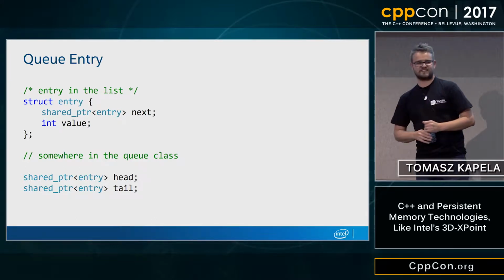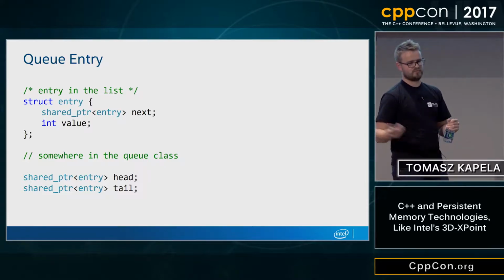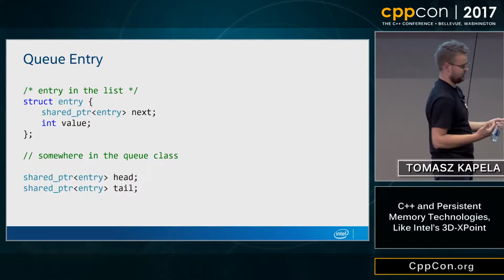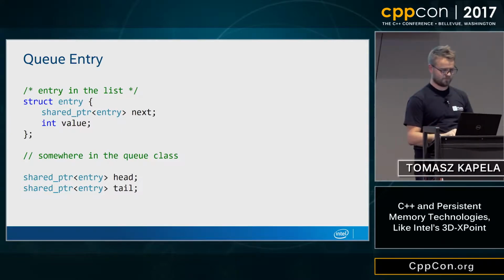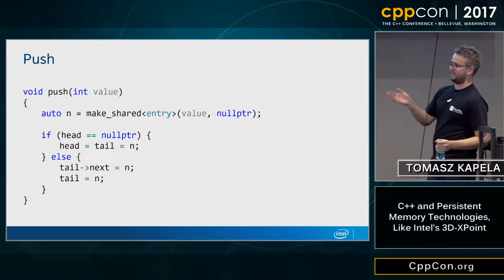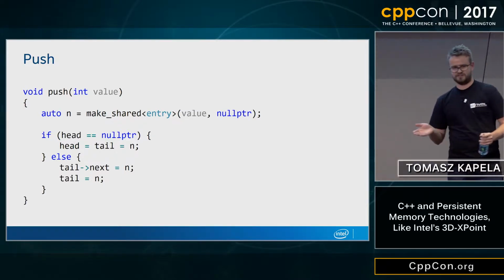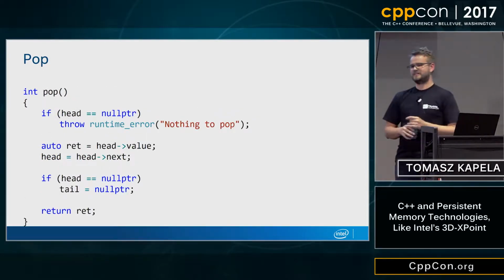It's a singly linked list with shared pointers, and we have a head and a tail because we want to push back and pop front. This is the only API that we'll be supporting. So we've got a push, which is trivial. You allocate, you update the pointers, and you're done. The pop is also similar.